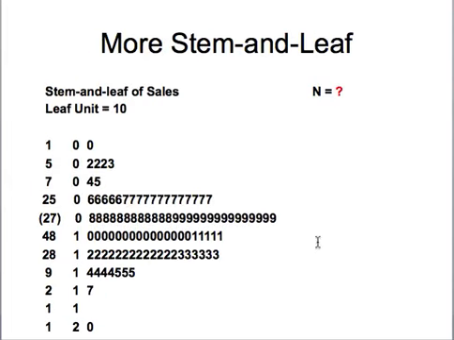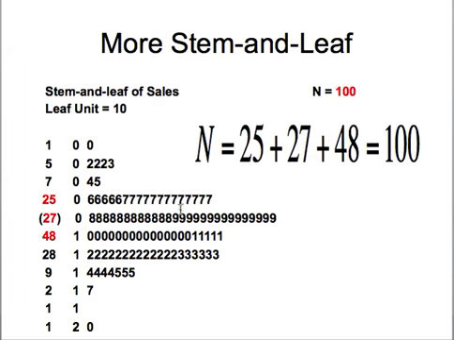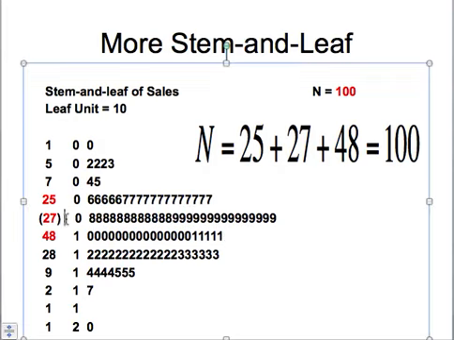Okay, so here's a question for you. What is the value of N? Okay, you should have gotten N is equal to 100: 27, that is where you're going to start, 25, 48, that adds up to 100.